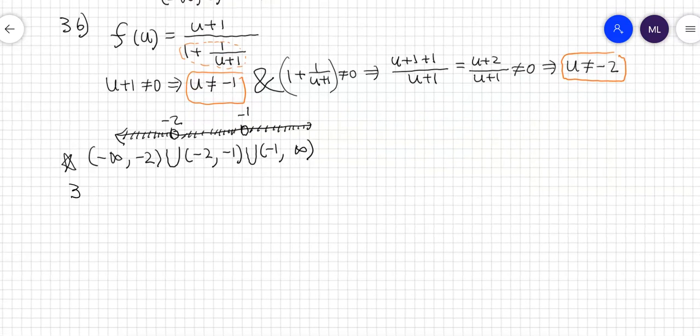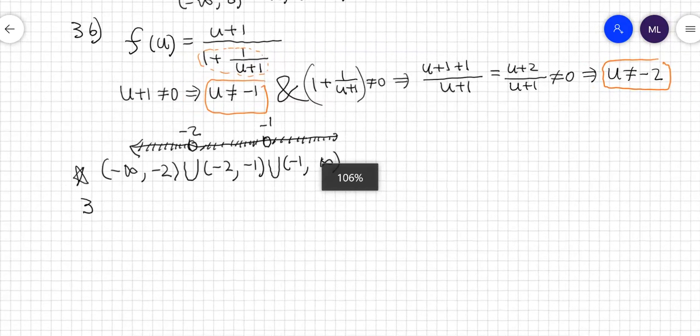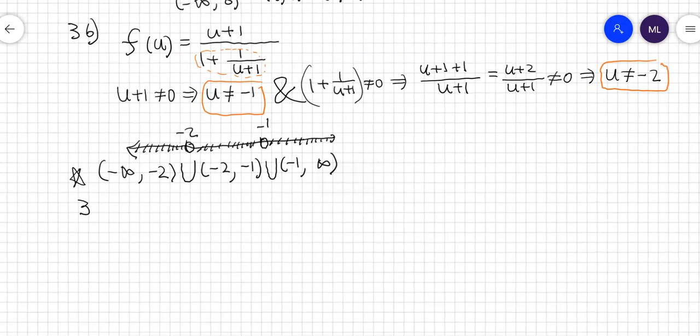So 37, oops, where is that? 37, go here. So 37 is f of p is square root of 2 minus square root of p.